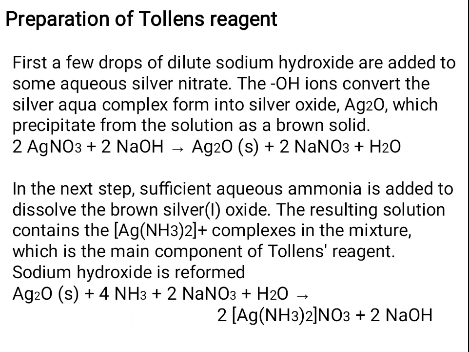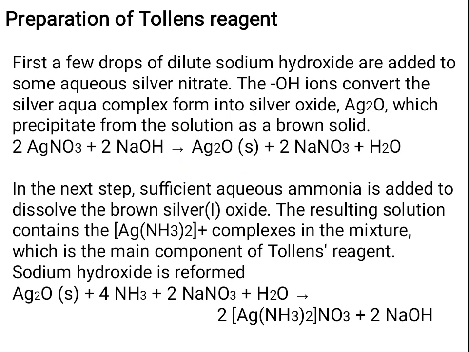Preparation of Tollens reagent. First, a few drops of dilute sodium hydroxide are added to some aqueous silver nitrate. The OH, that means the hydroxyl ions, convert the silver aqua complex into silver oxide Ag2O, which precipitates from the solution as a brown solid. That means you have this silver nitrate and you are adding some sodium hydroxide. Then you will get this silver oxide, which will just precipitate from the solution.